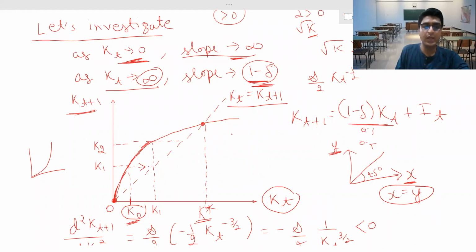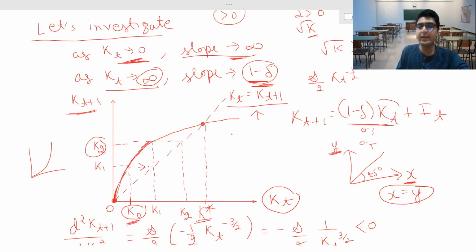मैं क्या कह रहा हूं? K2, this 45 degree line represents that KT is equal to KT plus 1. Okay, if I have K2 here, 45 degree line per KT is equal to KT plus 1, so this will again give me K2 as my current period's capital. Okay, एक तरीके से मैं ये डायनामिक चीज एक सिंगल ग्राफ पर देखना चाह रहा हूं. नाउ आई हैव कैपिटल K2 as my current period's capital.